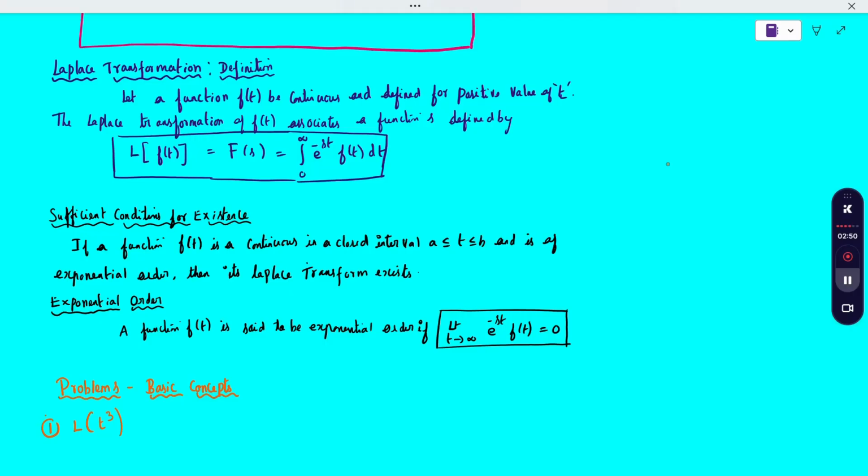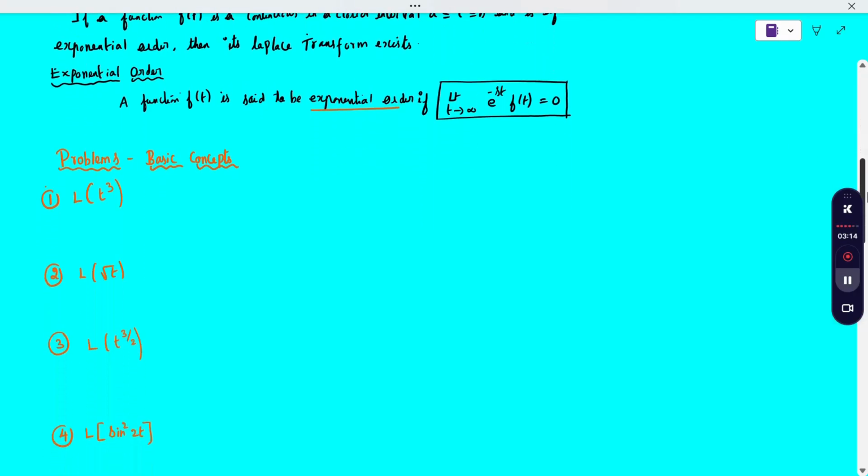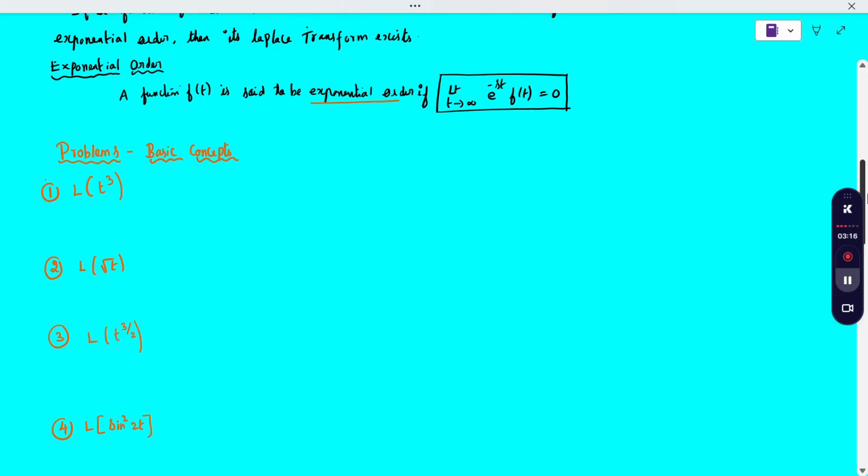So what does exponential order mean? A function f of t is said to be of exponential order when the limit as t tends to infinity of e to the power minus st f of t equals 0. That is called exponential order. These are the base of your Laplace transform. Now I will go directly to the basic formulas for the Laplace transform. These are not very lengthy problems, very short, within 2 or 3 steps. First problem, Laplace transform of t cubed.